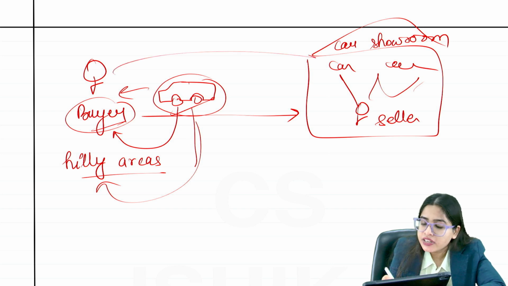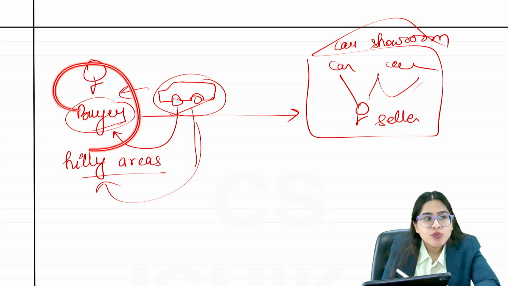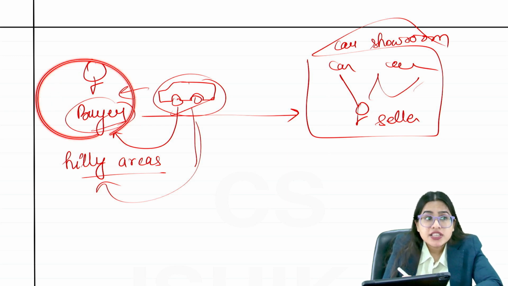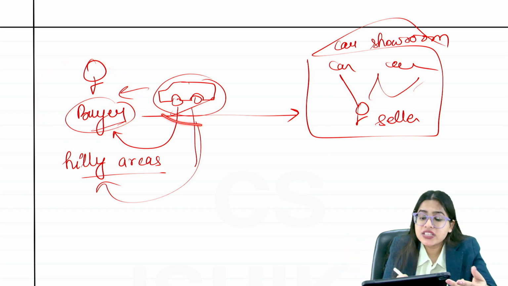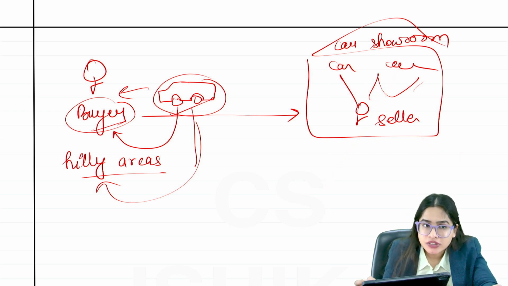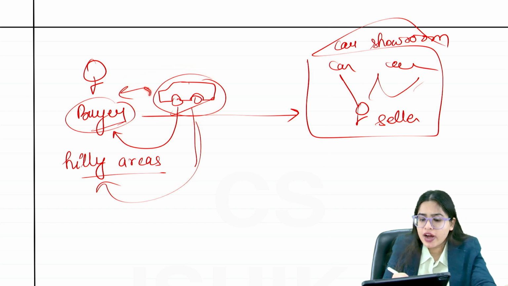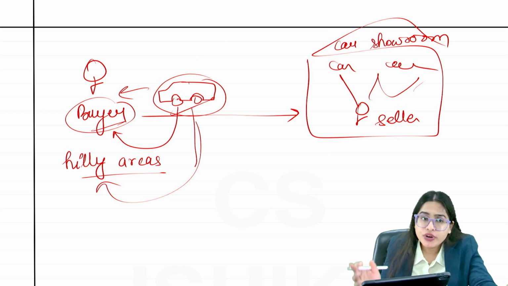The question is, can he return the car and claim the money back? The answer is no, because if he wanted a car for hilly areas, it's his responsibility to check whether this car will fit his purpose or not. The seller is not responsible here. The seller is not responsible whether this good will fit your purpose or not. You asked for a car, we sold a car to you. We did not do any fraud.